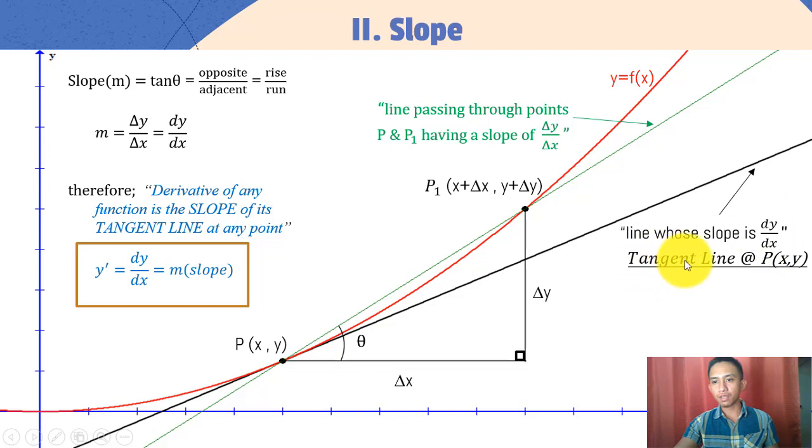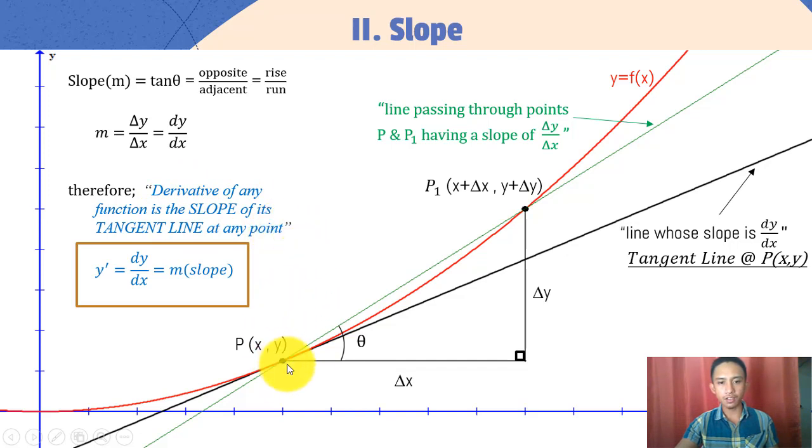Okay, so we call that one the tangent line at point P. Therefore, you can say that the derivative, and that's why this is colored blue, because this is important. The derivative of any function, let's say that is a curve, is just the slope of its tangent line at any point.